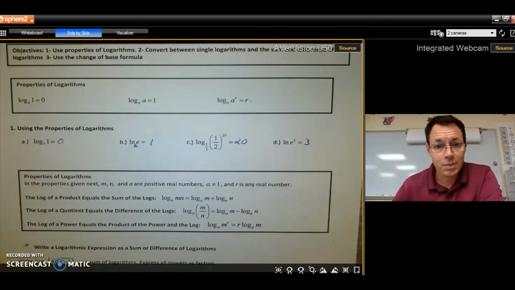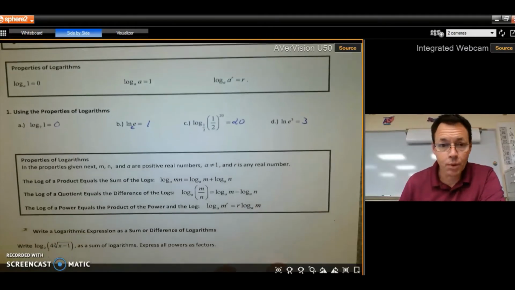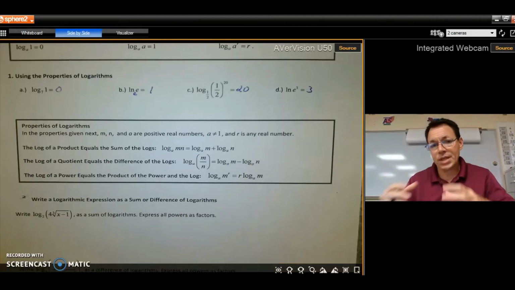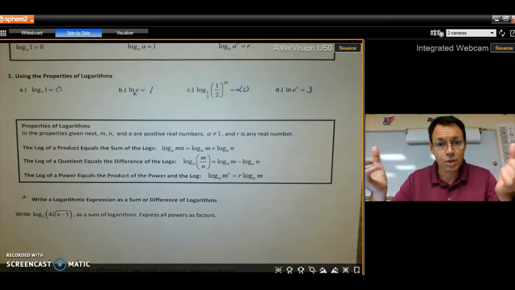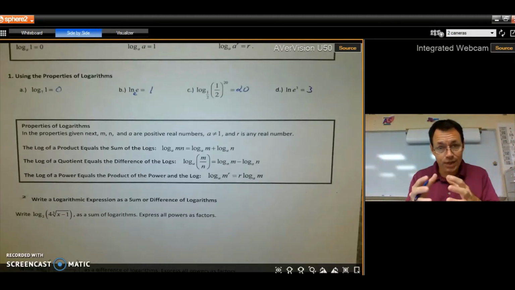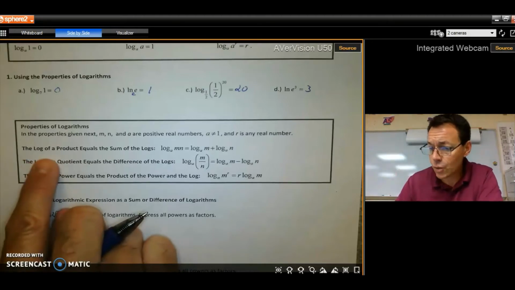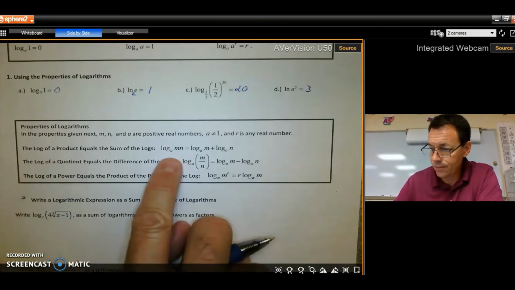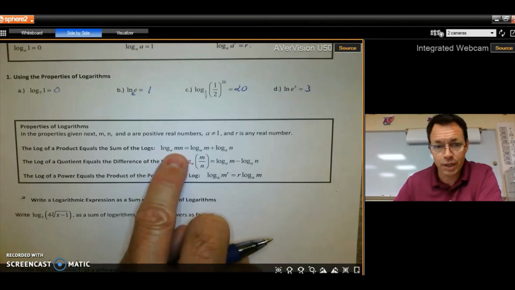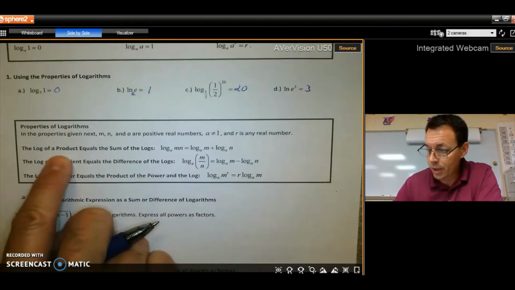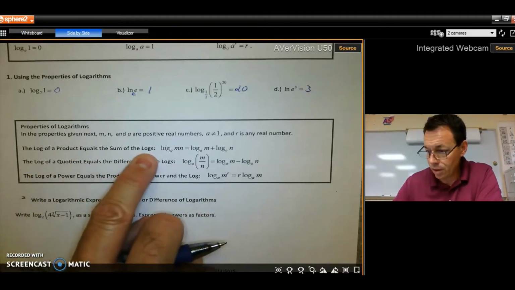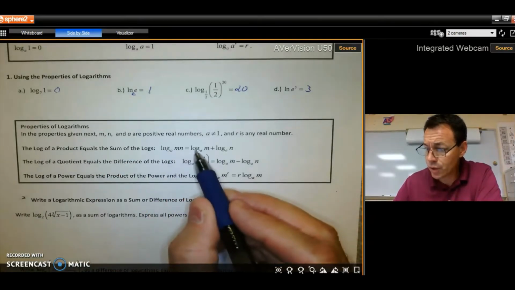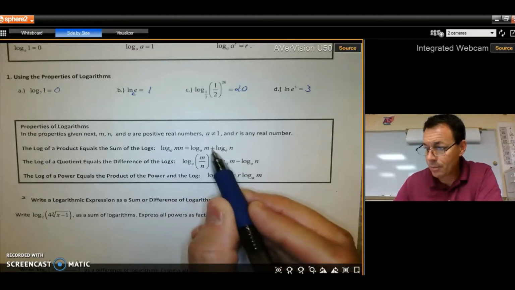The next set of properties are maybe not quite as straightforward, but they're pretty important when it comes to being able to solve equations, which we're going to do later, where you need to take a logarithm and rewrite it as a couple logarithms, or take a couple logarithms and simplify them by writing them together. The first one, if you read it in words, says the log of a product. We're taking the log of two things that are multiplying each other. The log of a product equals the sum of the logs. So the log of m times n is equal to the log of m, the first one, plus the log of n.